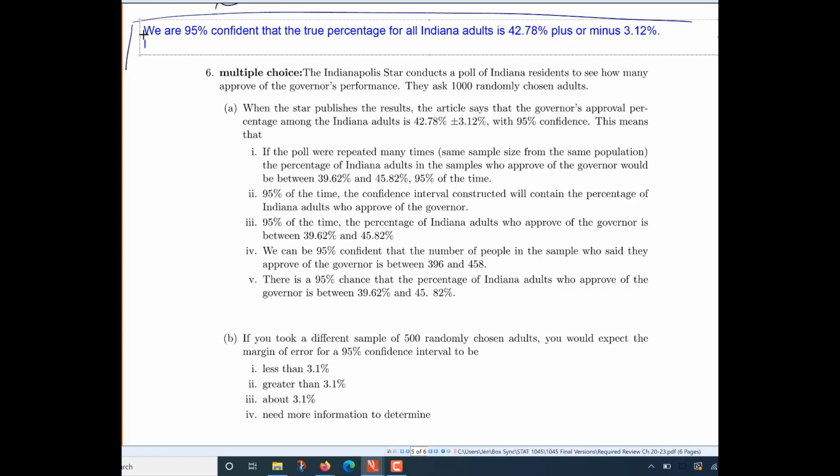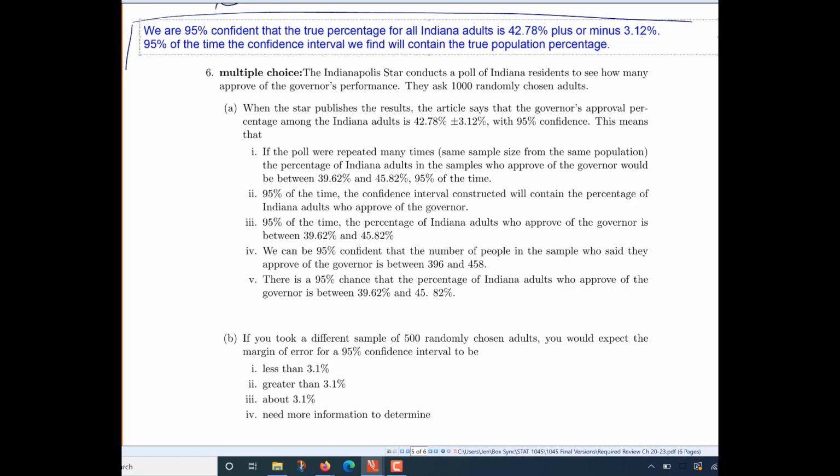What does the 95% confident mean? That means that of all the samples we could have picked, and then we find confidence intervals for them, each one gives us a different confidence interval, and 95% of those confidence intervals would actually contain our true population percentage. Or, to phrase it in a shorter sentence, 95% of the time, the confidence interval we find will contain the true population percentage.